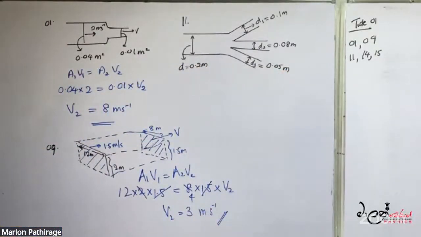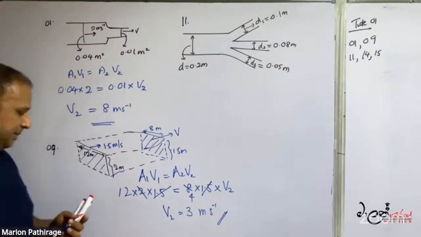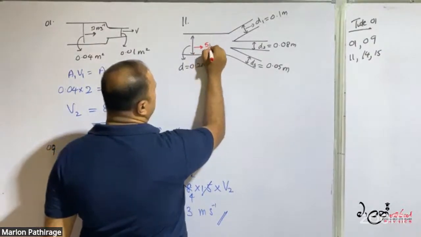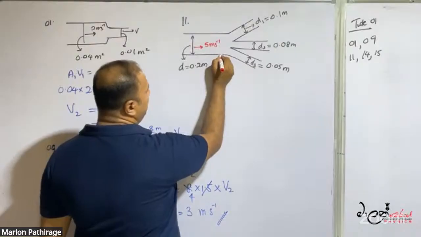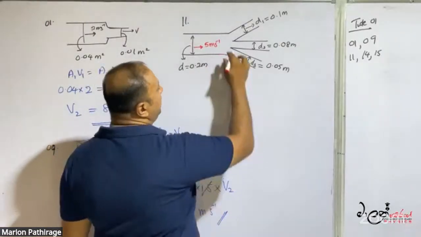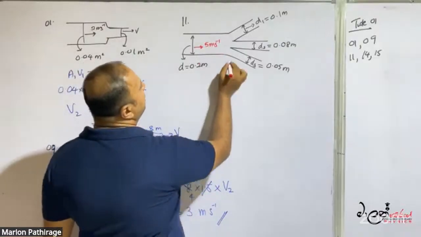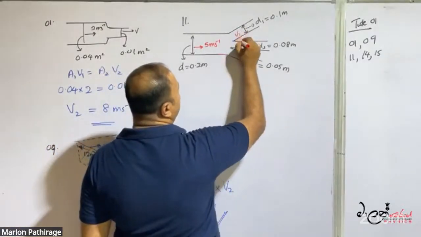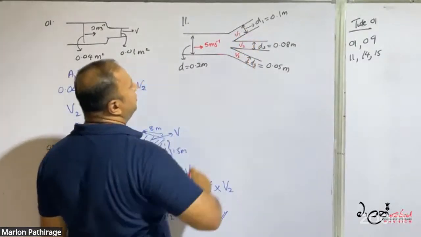If water flows into the large pipe at 5 ms⁻¹, determine the velocity of water flowing through each smaller pipe, assuming equal mass flow. Suppose the speed at this position is 5 ms⁻¹. I don't know these three velocities: V1, V2, V3.